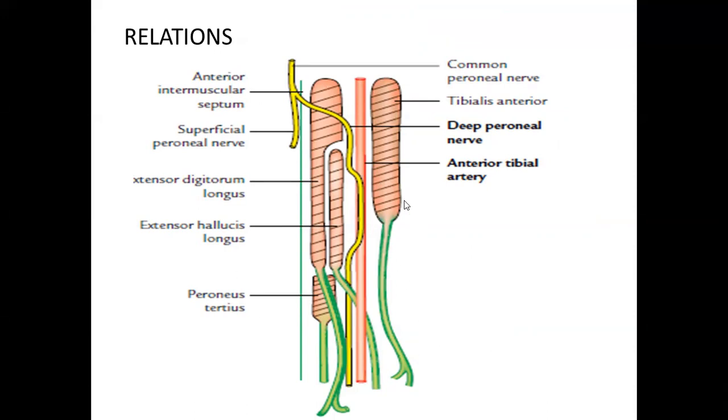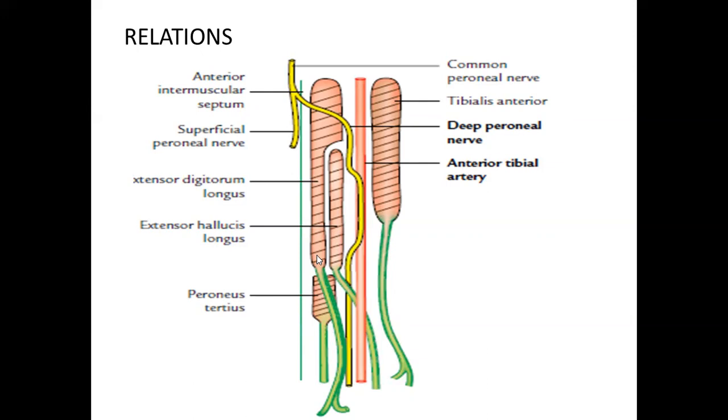If we see, we can divide the relations of this anterior tibial artery into three parts: the relations in the upper 1/3 of the leg, the middle 1/3 of the leg, and the lower 1/3 of the leg. In the upper 1/3 of the leg, you can see that this artery lies between the tibialis anterior muscle and this muscle, the extensor digitorum longus muscle. Then in the middle 1/3 of the leg, it lies between the tibialis anterior muscle and the extensor hallucis longus muscle. And then lower down, in the lower 1/3, this is the tendon of extensor hallucis longus and this is the tendon of the extensor digitorum longus.